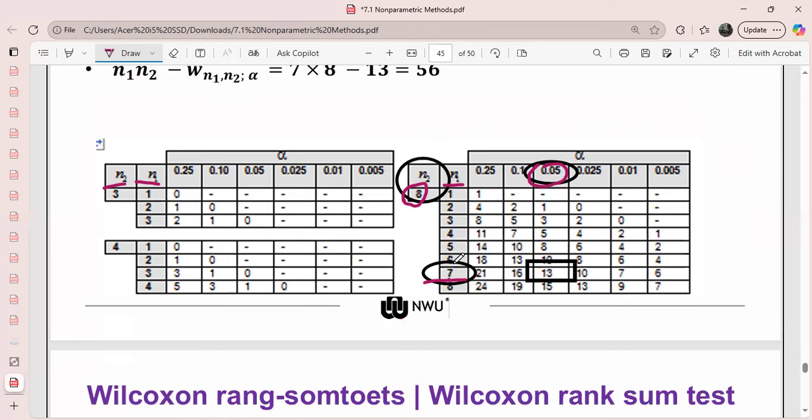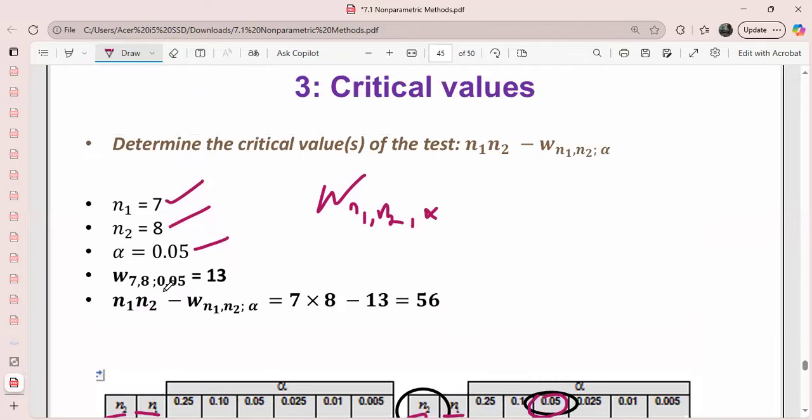N1. Let me just wait. Yeah, N1, because under population A, you go this side. They correspond, go 13 here. Therefore, the critical value will be equal to 13. Either you can use this one, or where N1 is 7 multiplied by N2.